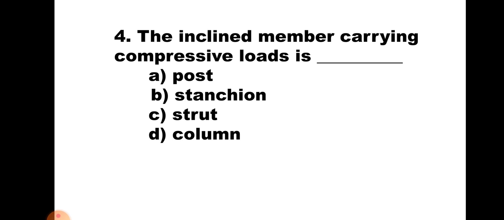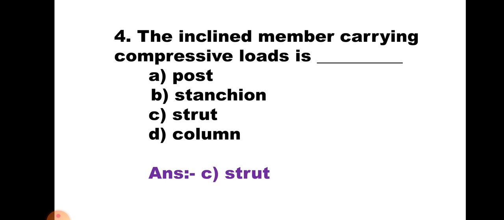Question number 4. The inclined member carrying compressive load is A, post, B, stanchion, C, strut, and D, column. In the previous questions, we saw that the member in a truss which can be inclined is a strut, isn't it? Which carries a compressive load. Hence, the correct answer of this question is C, strut.